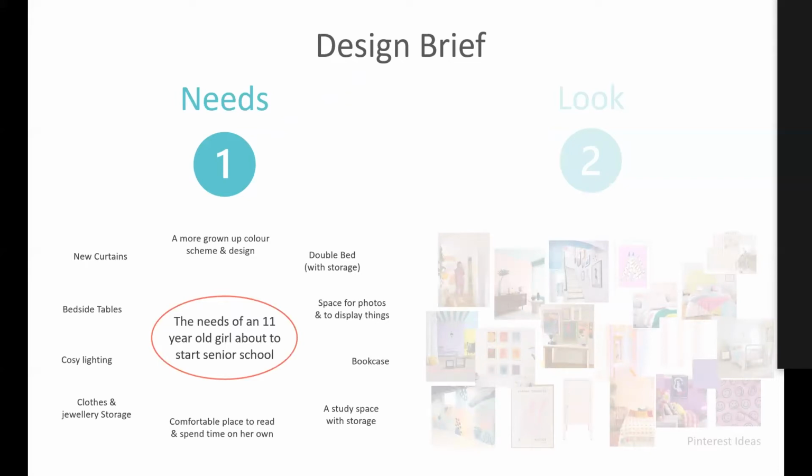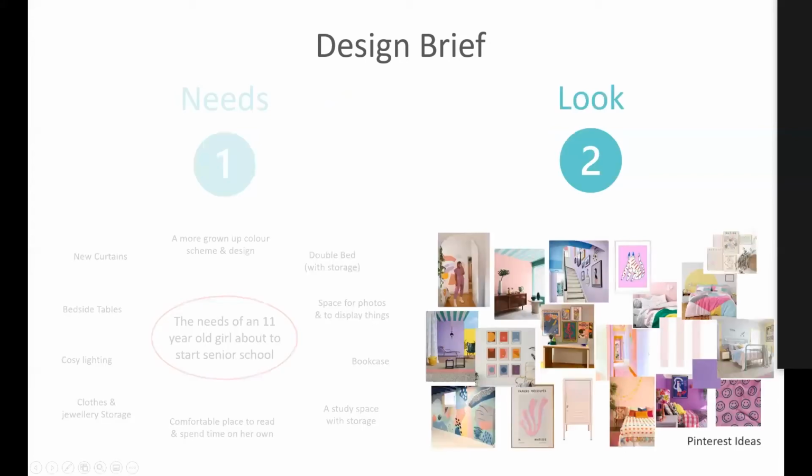So like I said, here's an example of an 11-year-old girl's bedroom. She needs a double bed, she wants space for photos, she wants a bookcase, she wants jewelry and clothes storage, cozy lighting, bedside tables, all these things that we need to fit into that room to make sure it works in the best possible way for her. And then part two is, how does the client want the space to look? And how, as a designer, can you take the client's ideas and turn it into the best looking space for them?